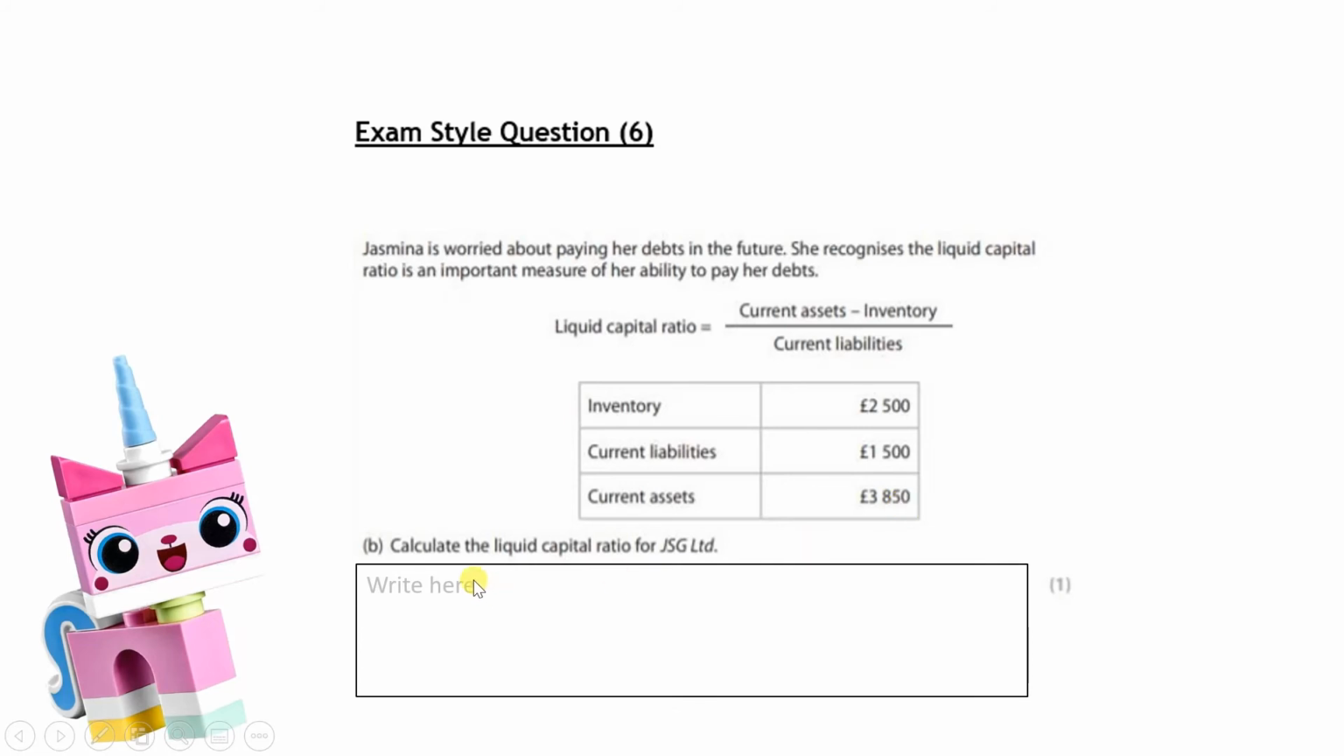£3,850,000. Then you need to calculate the liquid capital ratio for Jasmina's company, JSG Limited. So use the numbers. Remember, inventory is the other word for stock, and you've got to take the assets first, 3,850 minus inventory, then divide it by the current liabilities. Write the answer in the box.